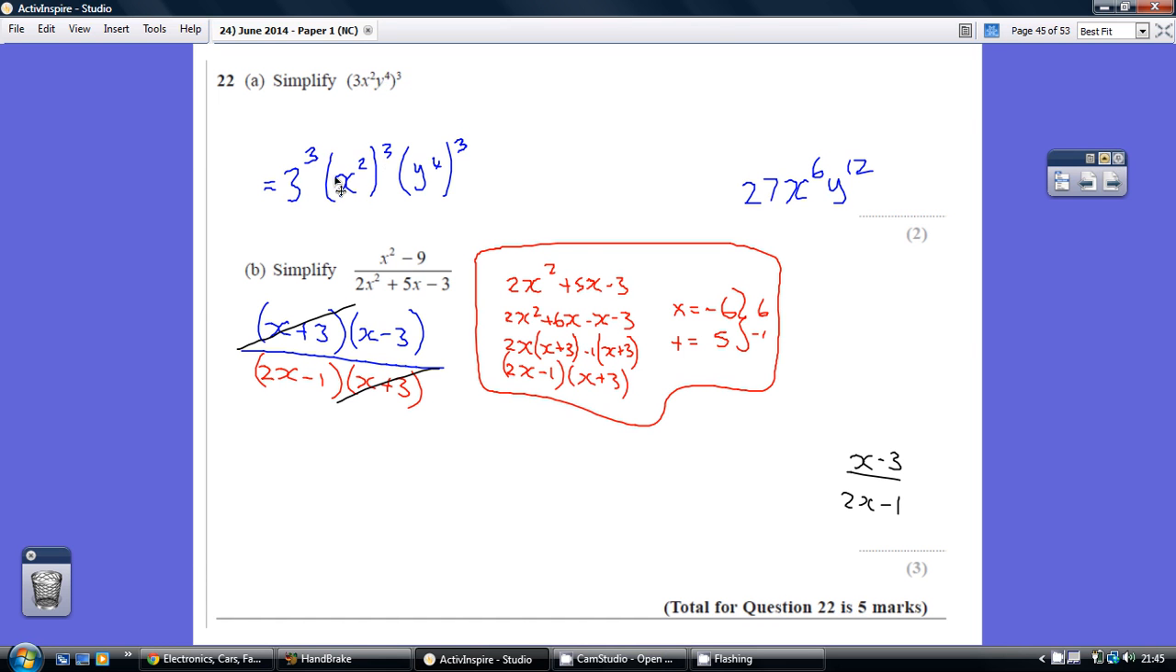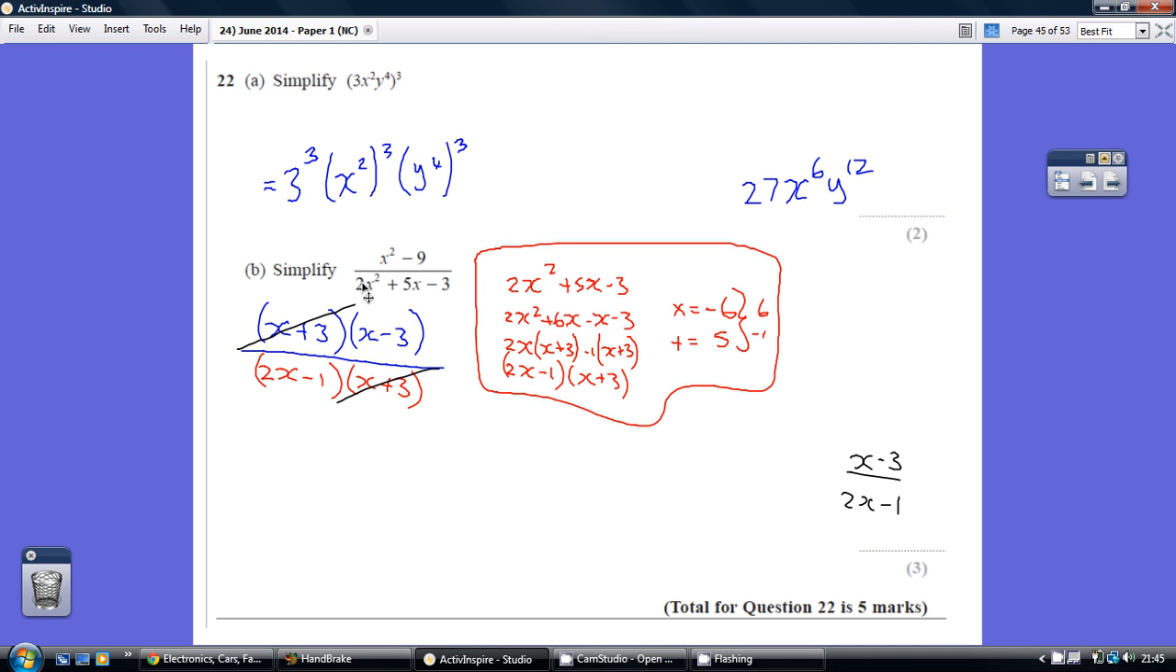When we get a situation like this where we've got something within a bracket with a power and a power outside the bracket, we multiply these two together, so that's x to the power of 6. Reason being, x squared all cubed is x squared times x squared times x squared, which is x to the power of 6, and similarly y to the power of 4 all to the power of 3 is y to the power of 12.